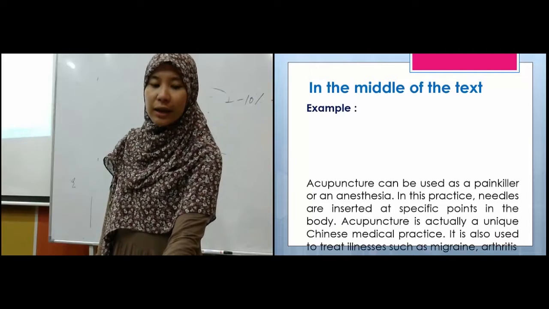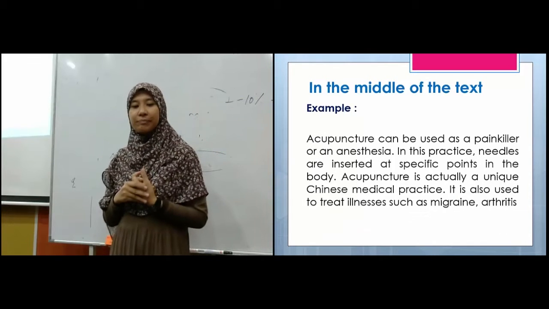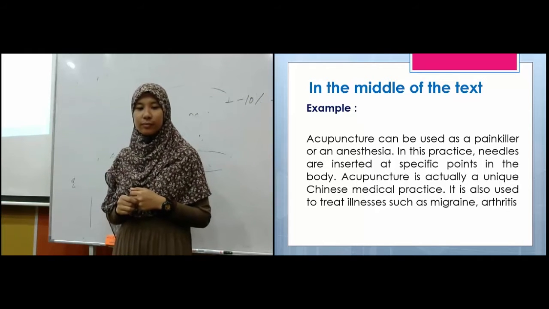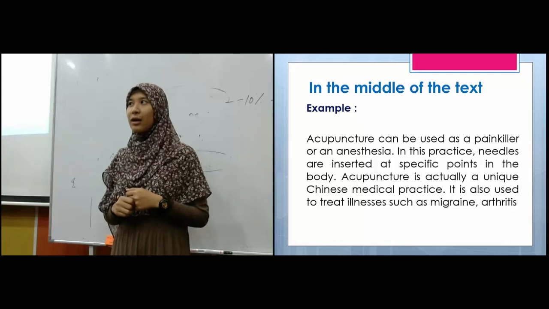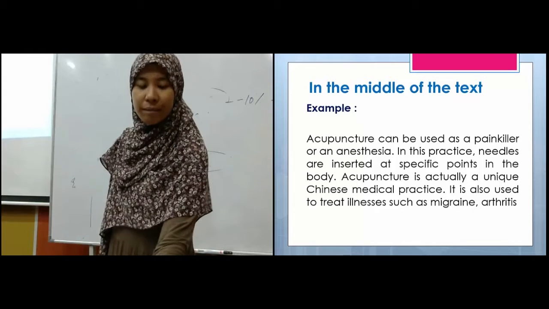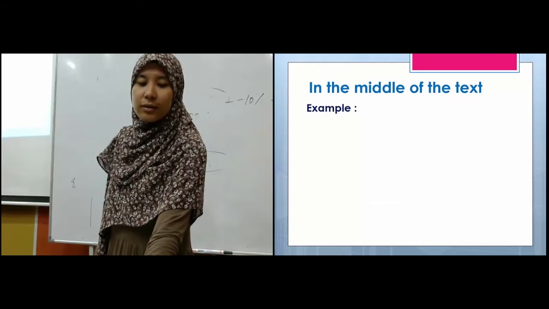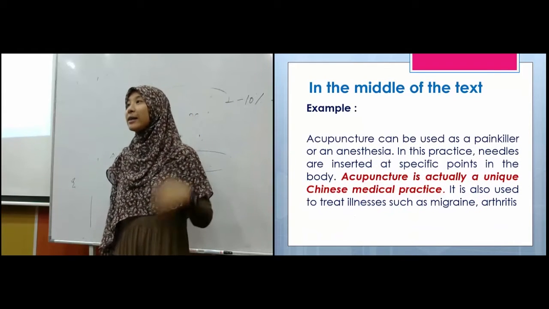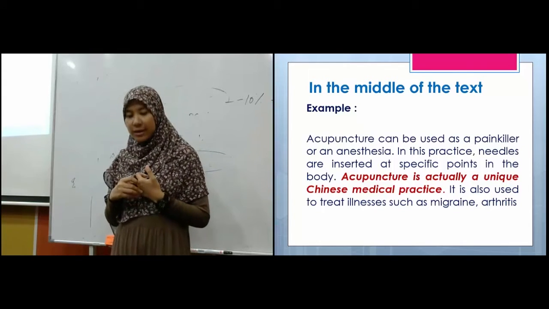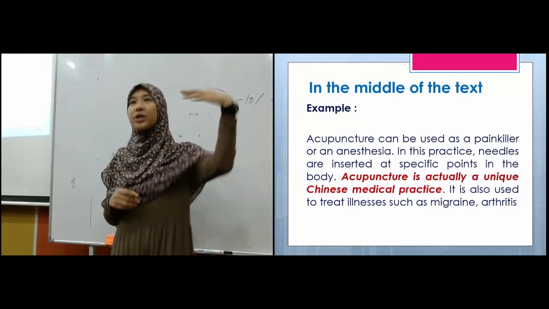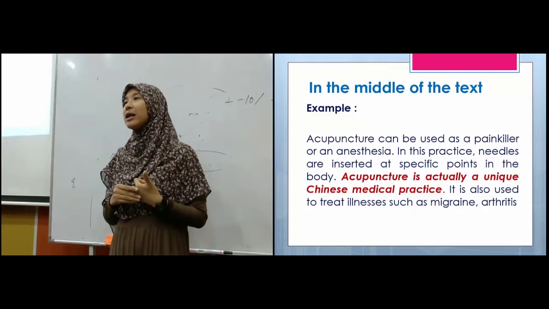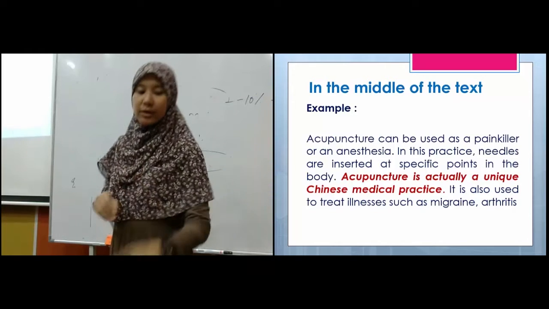Now, in the middle of the text. Can you guess which one it is? 1 minute, read. Okay, very good. So basically the main idea here is that the writer is trying to say that acupuncture is actually a unique Chinese medical practice. At first, he explained what acupuncture is and all, and then the main point he highlighted is that acupuncture is actually a unique Chinese medical practice, okay.